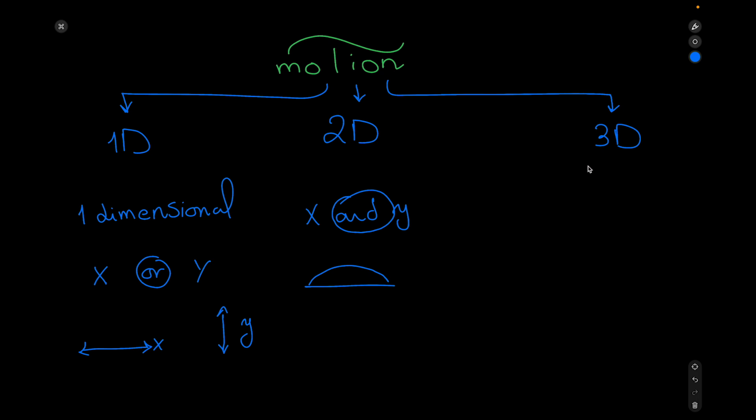What about 3D? 3D is our life. Anything that you can have in your life right now would be 3D, which is the phone that you have, your laptop, the cup on your desk, whatever. This is three-dimensional, which consists of x, y, and z.